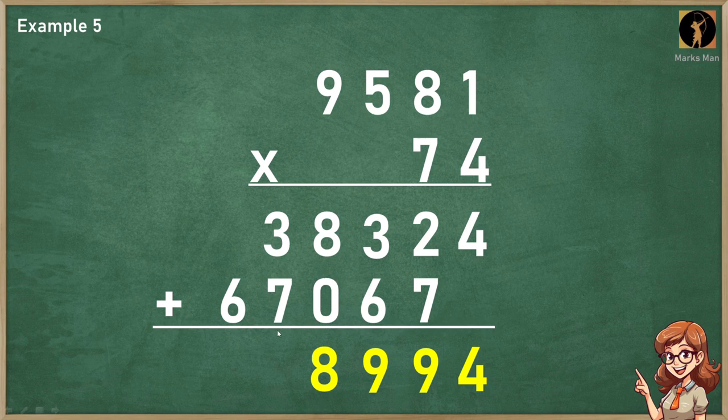And 3 plus 7, that is equal to 10. But 10 is a 2-digit number, so you need to regroup it. Just write 0 below and just carry 1 at the top of this number 6. Next, 1 plus 6, that is equal to 7. Since our final answer has more than 3 digits, let's put a comma between this number 8 and this number 9. Therefore, 9,581 times 74 is equal to 708,994. I hope that's clear.